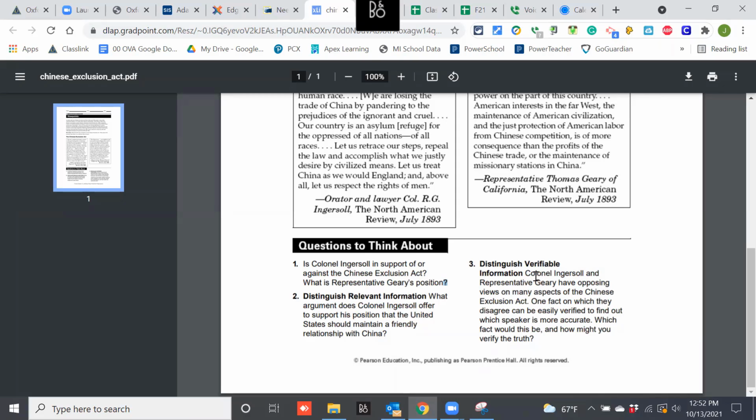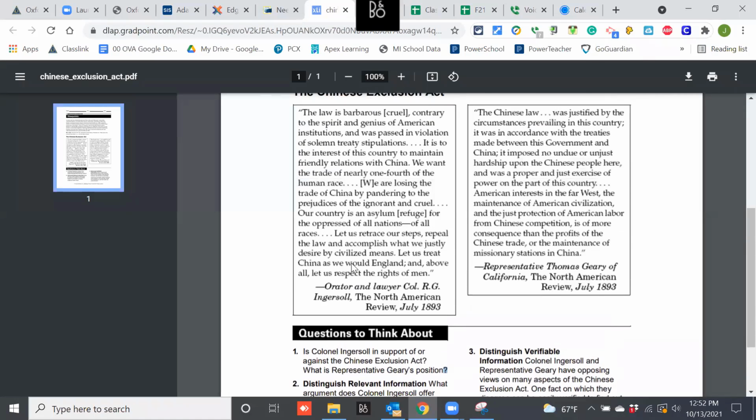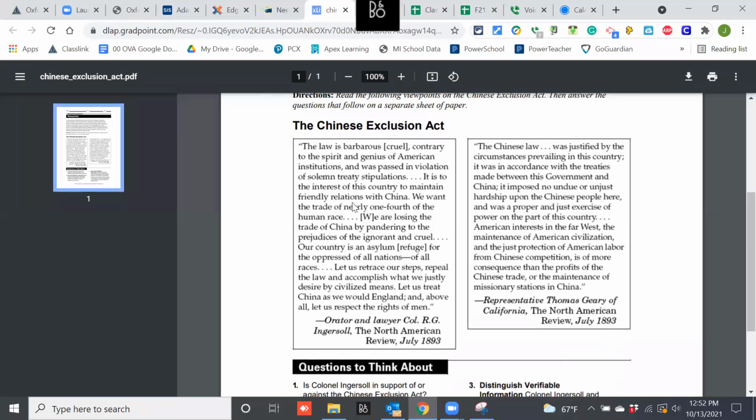Okay, and then for the third question, both these men have opposing views. What is one fact on which they disagree that can be easily verified to find out which speaker is more accurate? So let's just see who's who, right? So let's read this first one from Colonel Ingersoll.